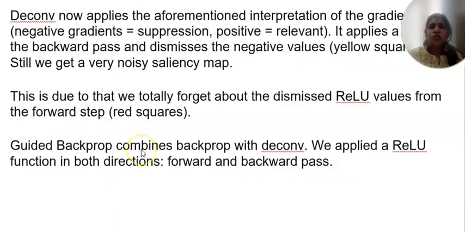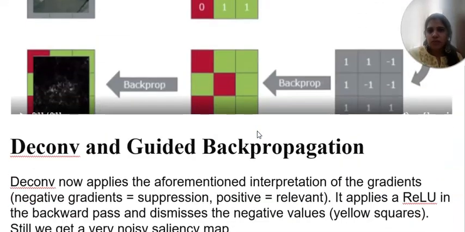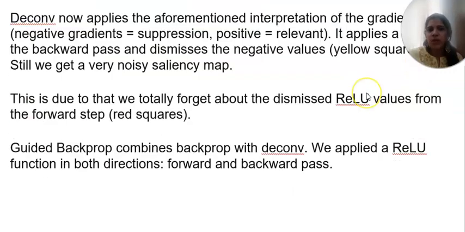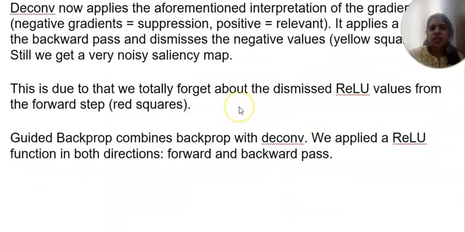Okay, yellow squares. So we get a noisy map. This has the yellow map. These are the negative values, here -1, -1, -1. This is the ReLU, the yellow functions. After deconvolution, what will happen? We got a noisy map.